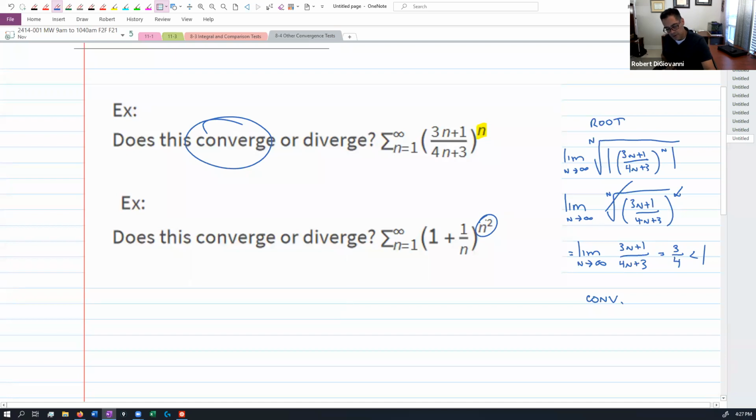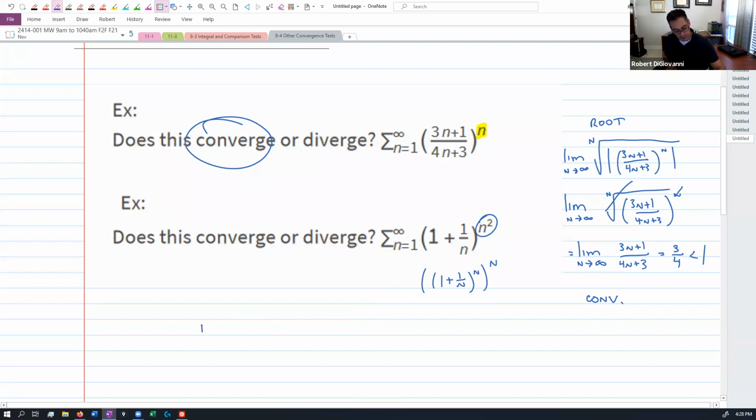Now, if we do the next one, again, see the n squared there? What you need to understand is that this is really 1 plus 1 over n to the n, to the n, because you would multiply these two together, and n times n is n squared. So that's what that really is, all right?